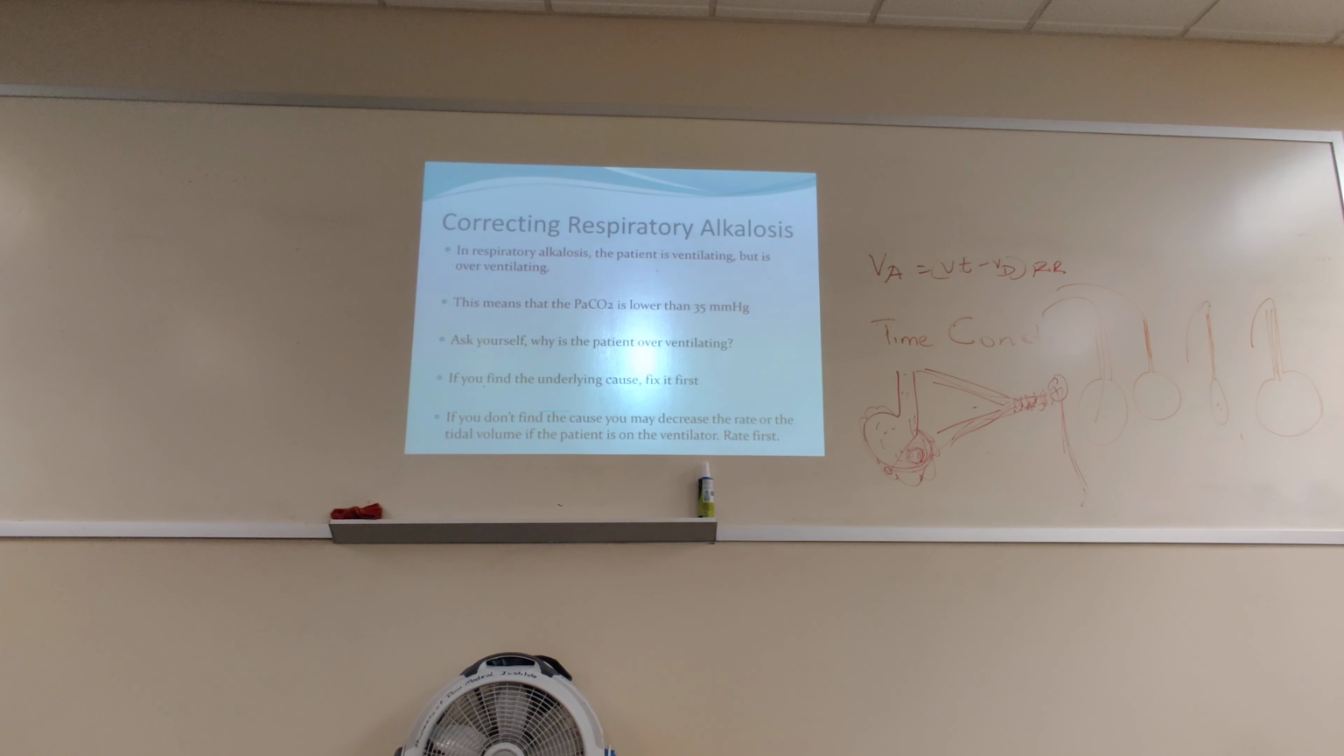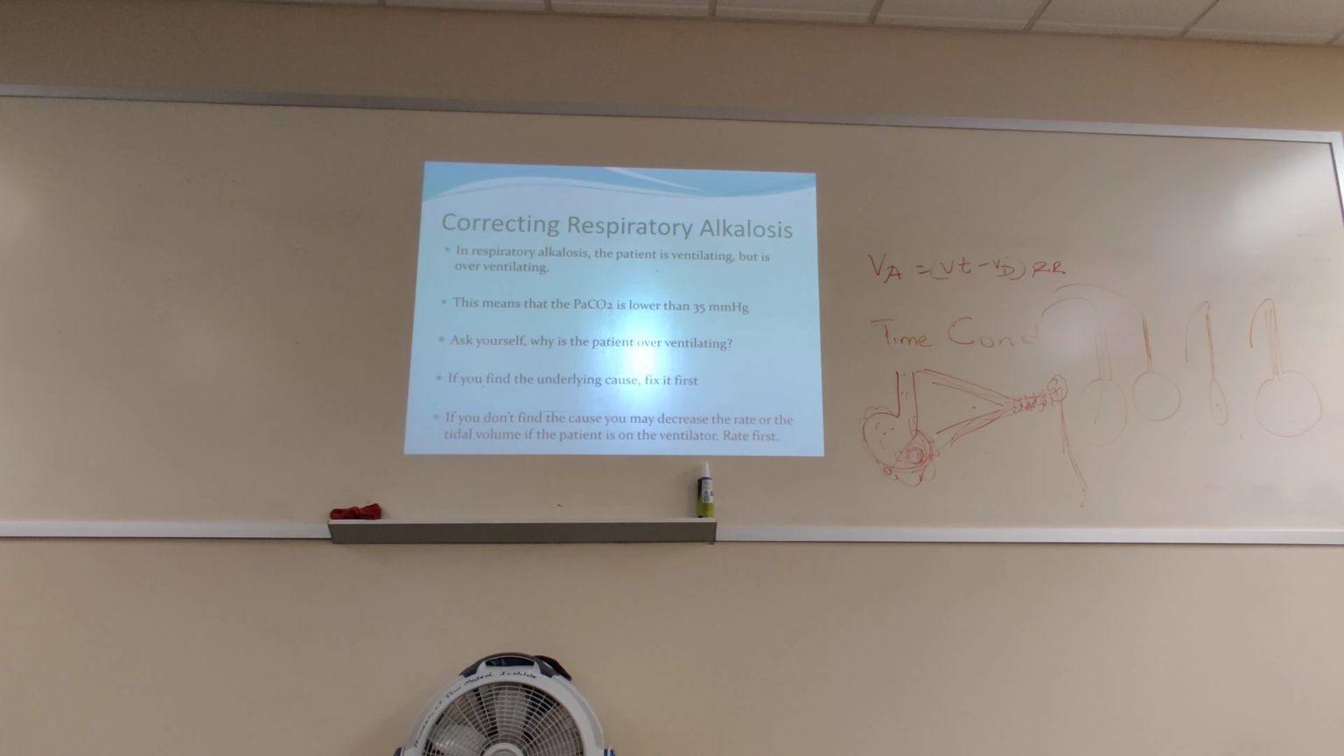Correcting respiratory alkalosis. In respiratory alkalosis, the patient is ventilating but is overventilating. This means that the CO2 is lower than 35. Ask yourself, why is the patient overventilating? If you find the underlying cause, you fix it fast.